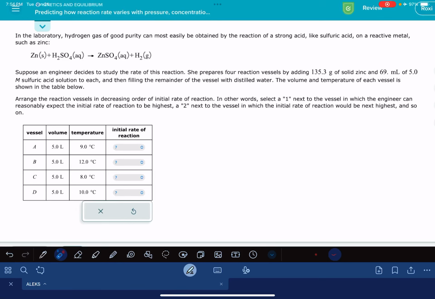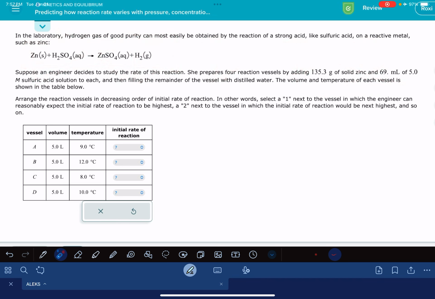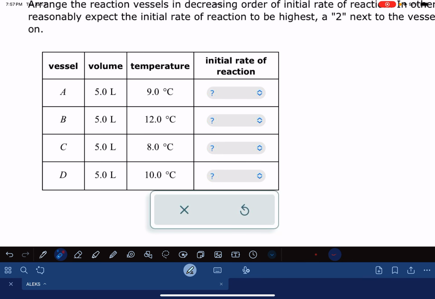In this video, I'll show you how to solve the ALEKS problem called predicting how reaction rate varies with pressure, concentration, and temperature. This problem is going to give you a balanced chemical equation. You can go ahead and ignore it. It's also going to give you some numerical data. You can ignore that as well. That's just there to distract you. You don't need any of that information at all to solve this problem. Let's go straight to the actual data.